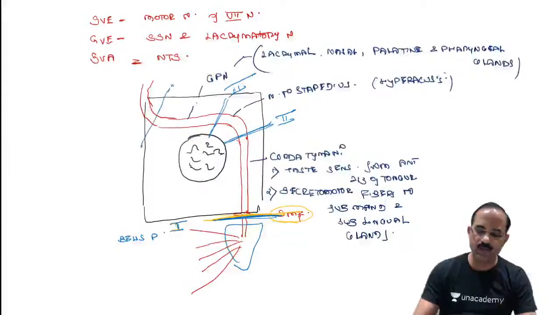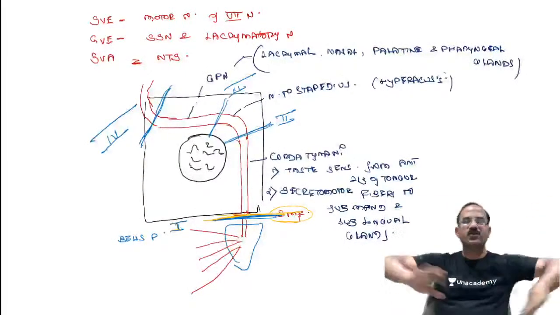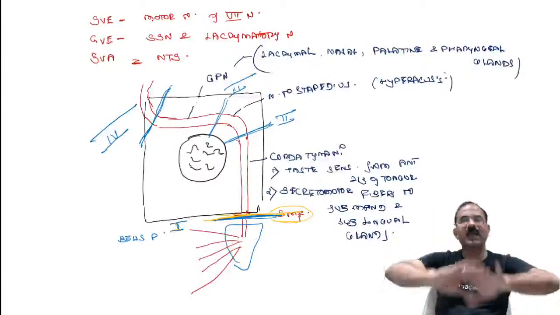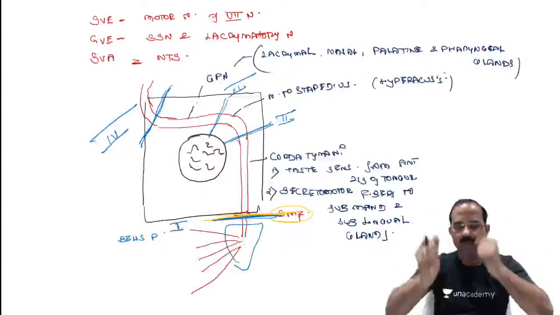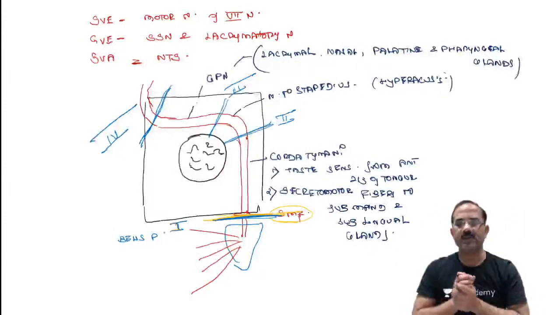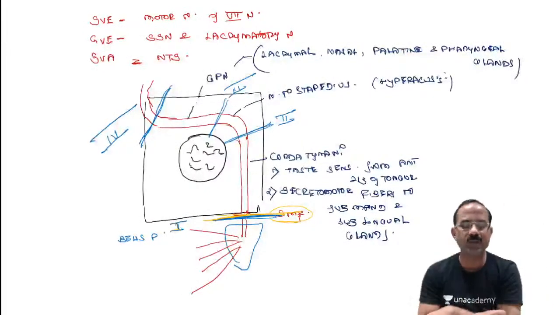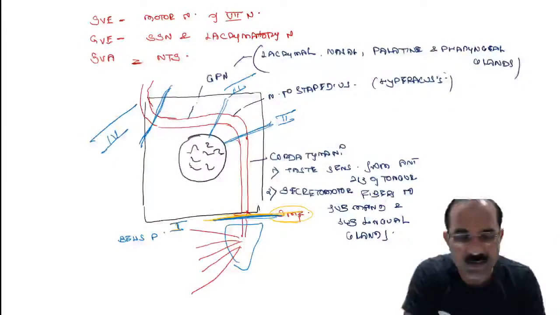And if there's a lesion here, that's number 3, just after the genu, just before the greater petrosal nerve, now the person will complain of loss of secretions from all the glands except parotid, because parotid is supplied by a different nerve. Can you tell me, students, which is the cranial nerve supplying the parotid gland? Yes, you got it right. That's the glossopharyngeal nerve.